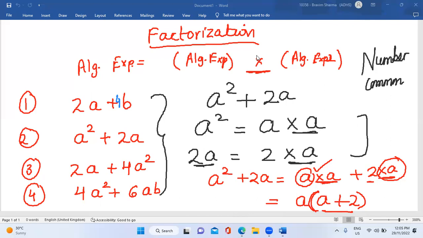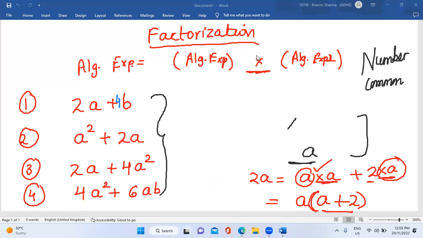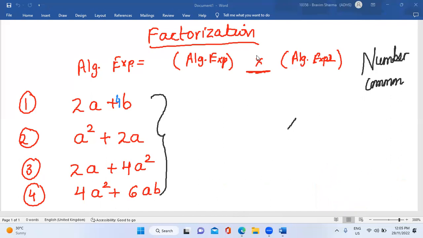Now the third question comes, where we can take letters common, and we can take numbers common as well. So you always have to look for as many things as you can take common. So the question is 2a plus 4a squared. Now the first thing I am going to do is write it in expanded form in a horizontal way.